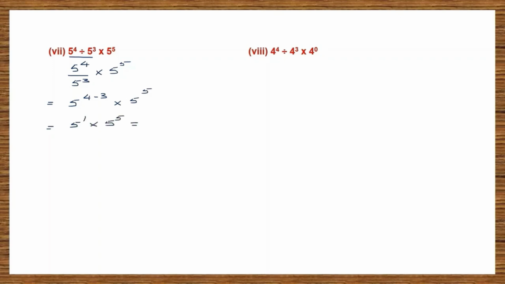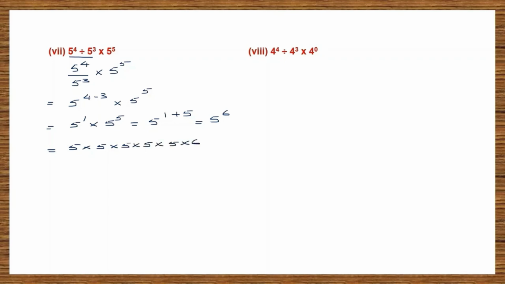Now this has become multiplication. In multiplication, we add the powers. So 5 raised to the power of 1 plus 5, which is 5 to the power of 6. Now 5 to the power of 6 means you multiply 5 six times. 1, 2, 3, 4, 5 and 6.